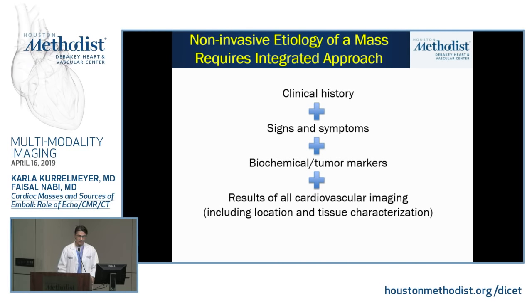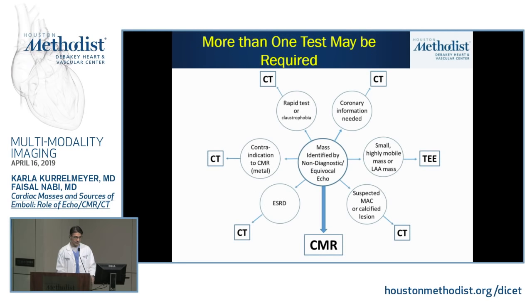When it comes to diagnosing a tumor, it's really a combination of clinical history, signs and symptoms, biochemical tumor markers, tissue characterization, and all the cardiac imaging that you can do. So remember these tests. TEE is great for small, highly mobile masses. CT can be excellent for calcified lesions, and for patients who have a lot of problems with claustrophobia or have contraindications to CMR. Consider CT in end-stage renal disease patients. Everybody else, I think, should get a CMR.